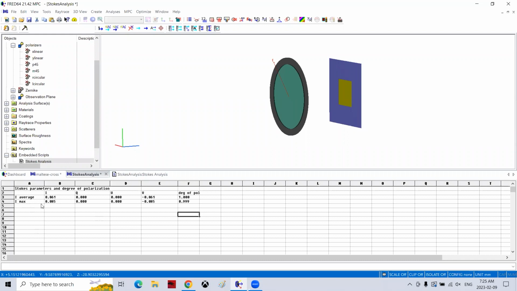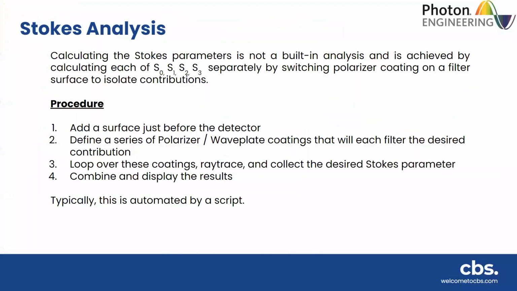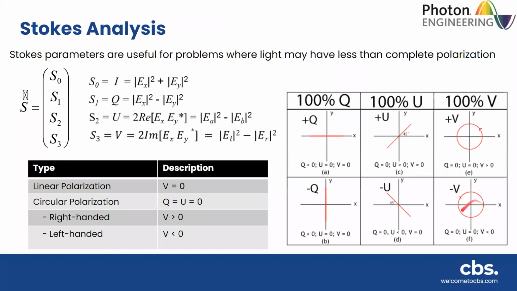Now, the interesting thing here is I is the total power in the beam. So that's just a sort of calibration unit. Q is 0, U is 0. So all of the beam in this example here is basically negative V. Okay, so degree of polarization meaning this is 100% polarized, and it's in the negative V state, which if we go back to the webinar, negative V meaning it is essentially left-handed circular polarization.